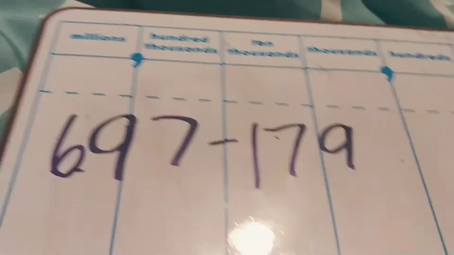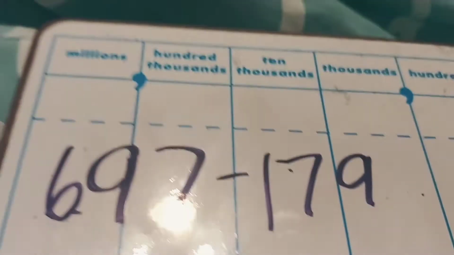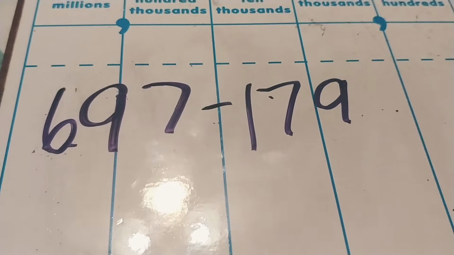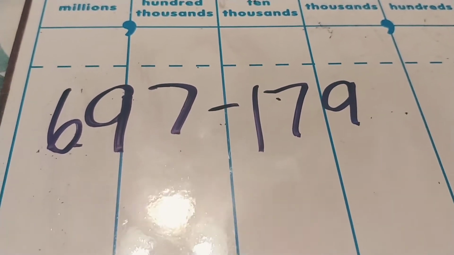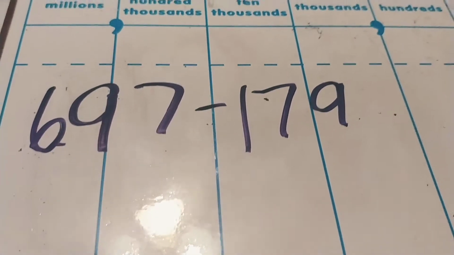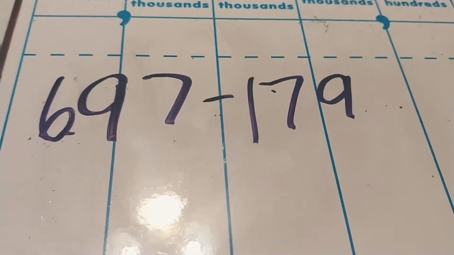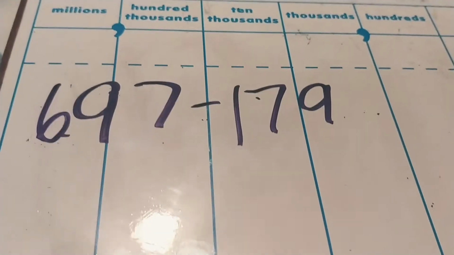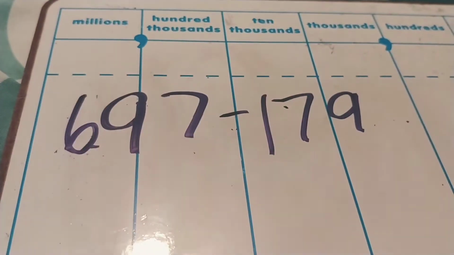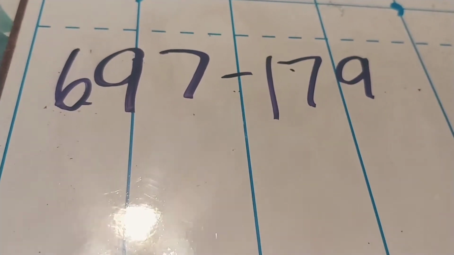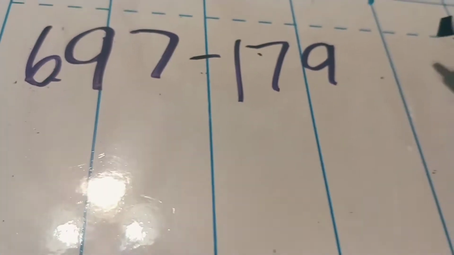The other way. Okay, so as you can see right here, I have a problem: 697 take away, or minus, 179. And it's written in horizontal form. We need to write it in vertical form.